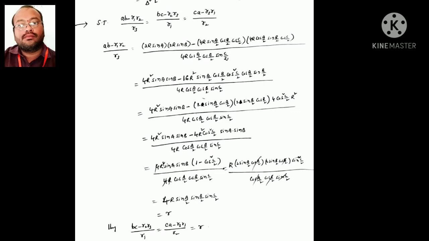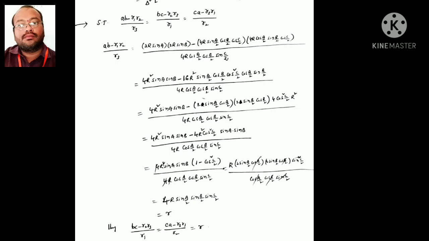In the next problem, ab minus r1 r2 by r3 is equal to bc minus r2 r3 by r1 is equal to ca minus r3 r1 by r2. So in ab minus r1 r2 by r3, a is nothing but 2r sin a, b is nothing but 2r sin b. Whenever r1 is there, only in the place of r1 the first position sine remains, the remaining two cosines; r2 means the second position sine remains, the remaining cosines.